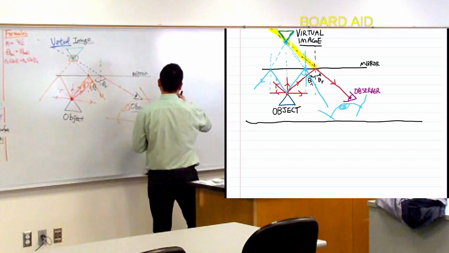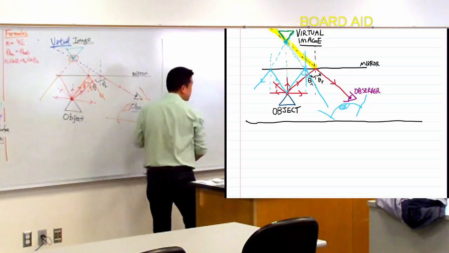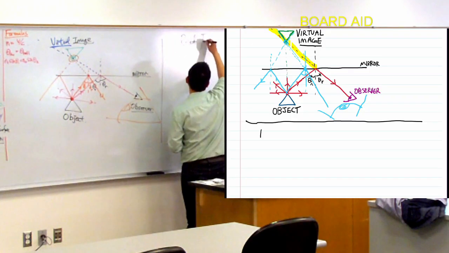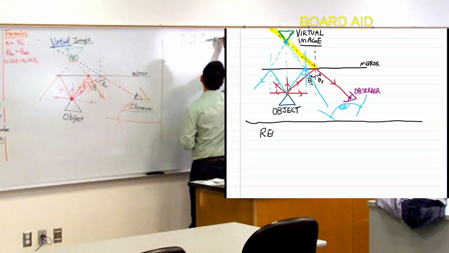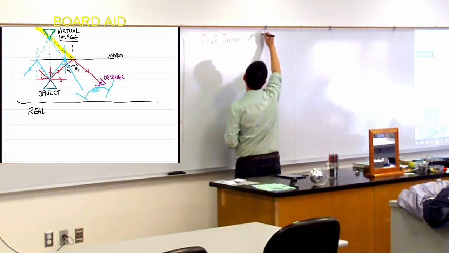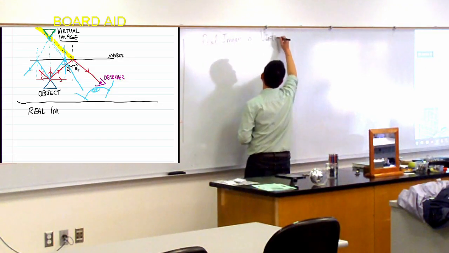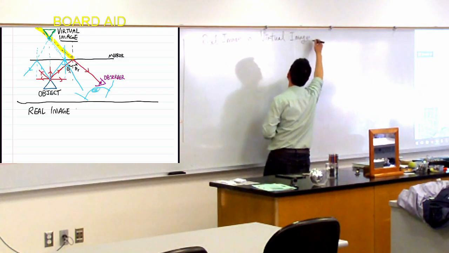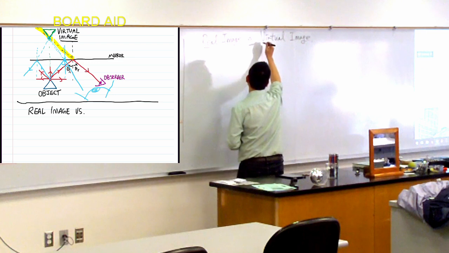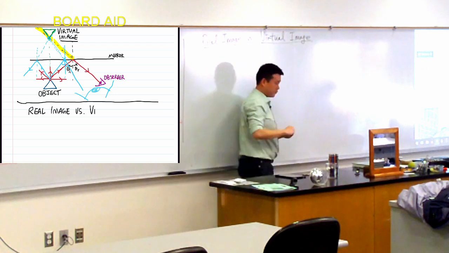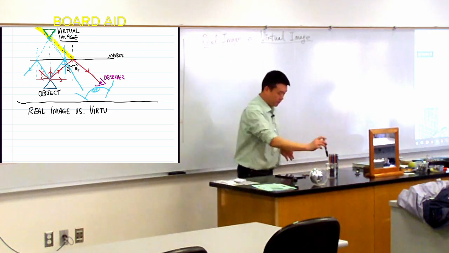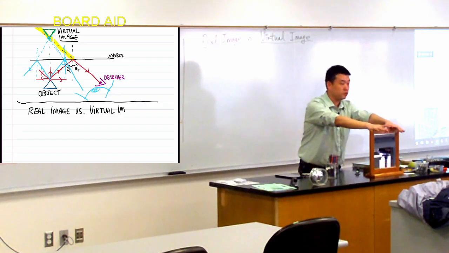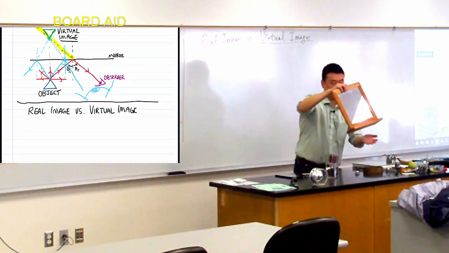So this is what I want to go over now. It's a distinction between what a real image is and what a virtual image is. It's a very simple distinction. I want to put this somewhere where almost everyone can see. So with a plane mirror, you will only ever see a virtual image. You won't see a real image. So let me take this away.